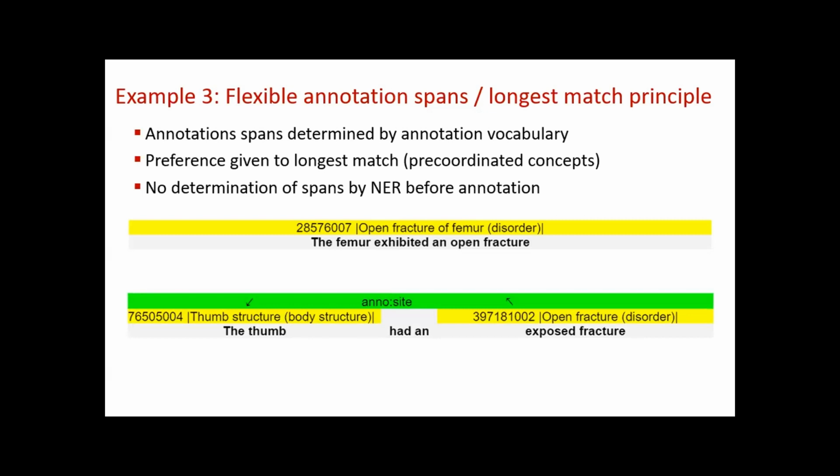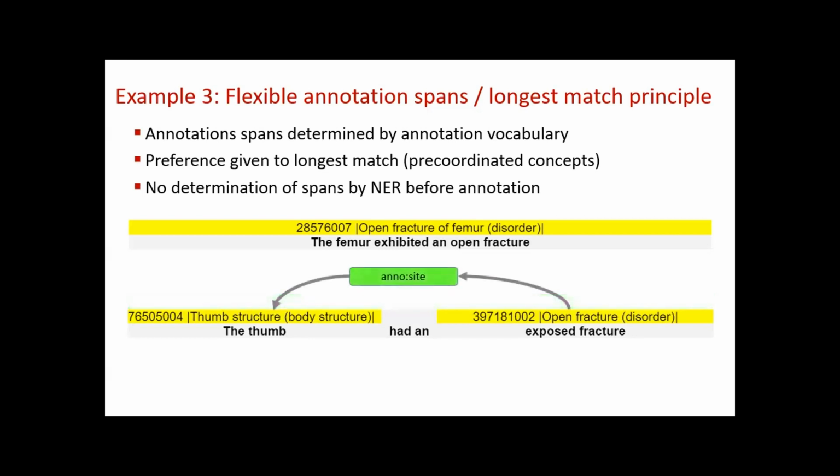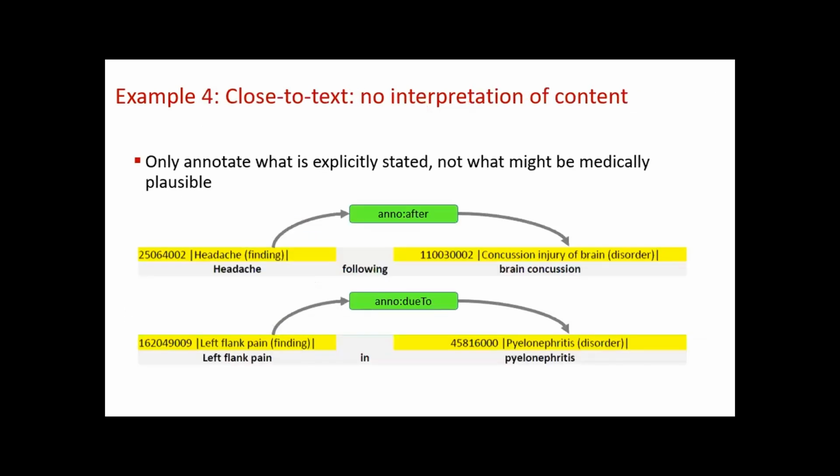We have the thumb structure and exposed fracture, and then we need to relate it. So that, in the background, the upper example, open fracture of femur, due to its DL representation, its OWL representation, also is equivalent to an expression with a relation, or with several relations.